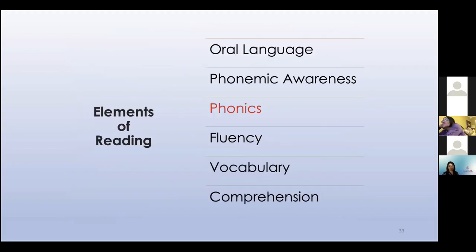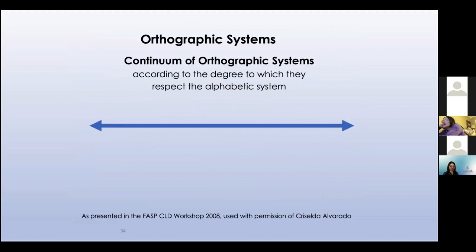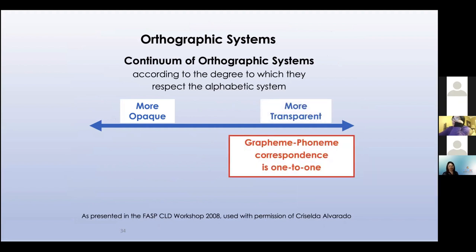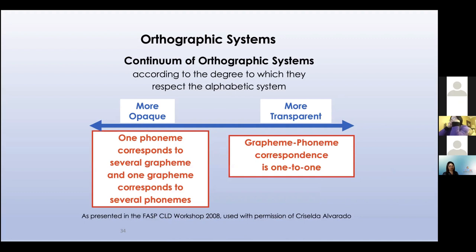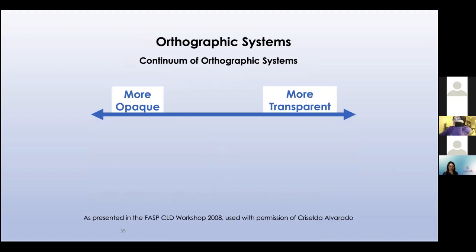And then phonics. Phonics is super important because the different orthographies that different languages have are on a continuum. So the systems vary according to the degree to which they respect the alphabetic system. So we have more opaque or more transparent languages. More transparent is when the grapheme to phoneme correspondence is one-to-one. So you see a letter and it has only one sound, right? More opaque is when one phoneme corresponds to several graphemes and one grapheme corresponds to several phonemes. So there's no one-to-one correspondence.